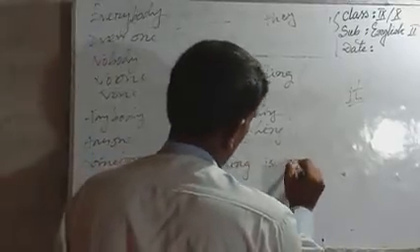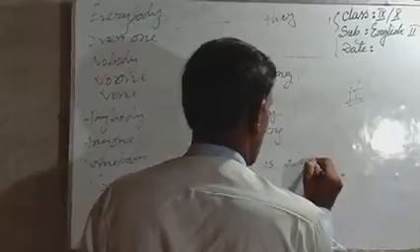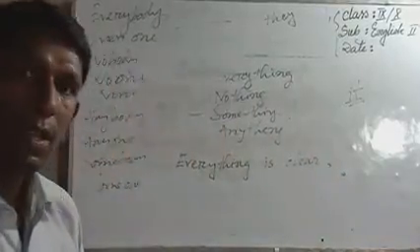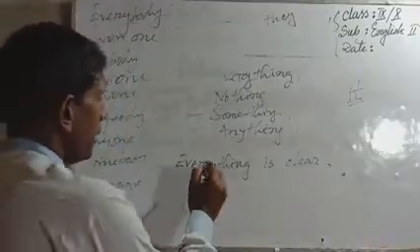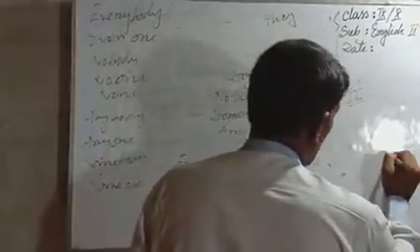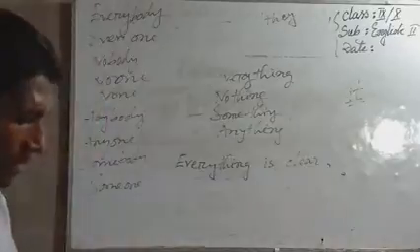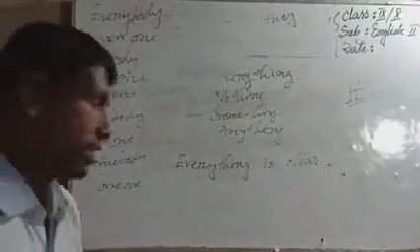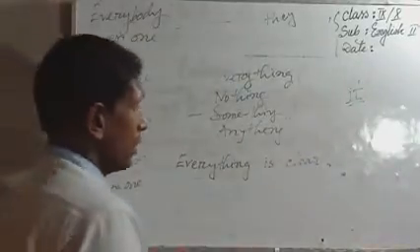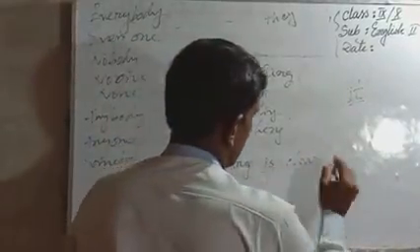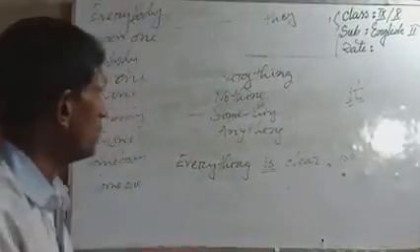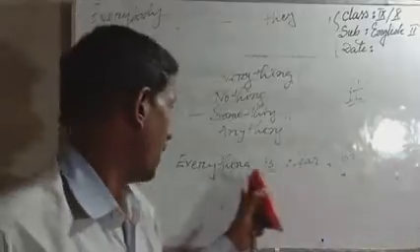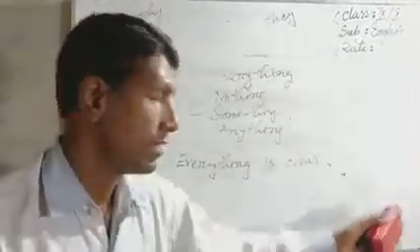Everything is clear. So everything is turned into it. Clear? So we use the verb is. So isn't. So we use isn't it. Everything is clear, isn't it?